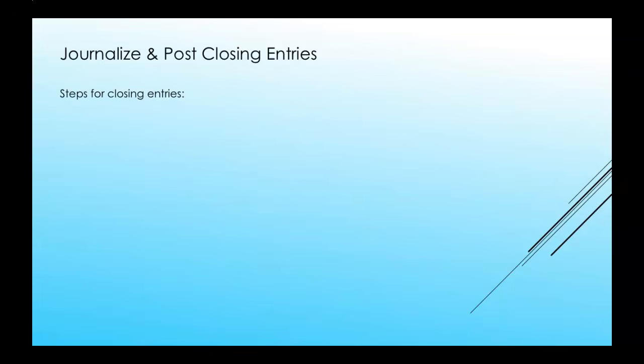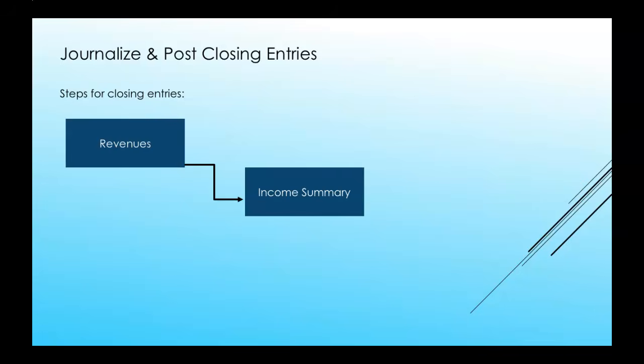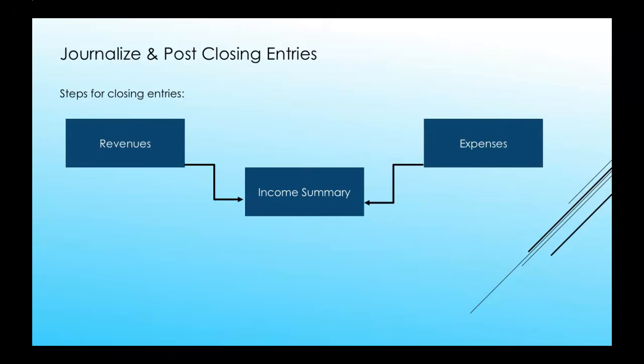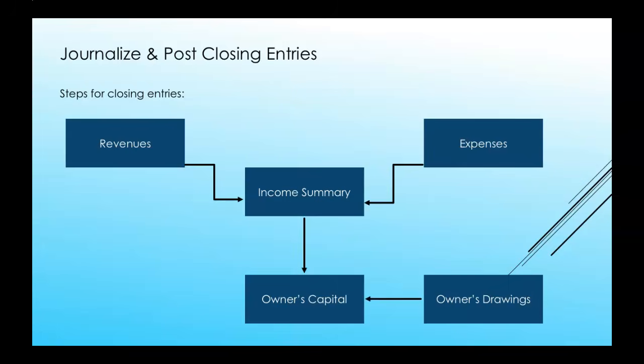So there's a process here for closing entries. First, we close our revenues to our income summary. After we close our revenue accounts, then we close expenses to income summary. After we close our expenses, we then close income summary to owner's capital. And our final closing entry is closing owner's drawings to owner's capital. So, your revenue accounts, expense accounts, income summary, and owner's drawings, those are the accounts being closed.